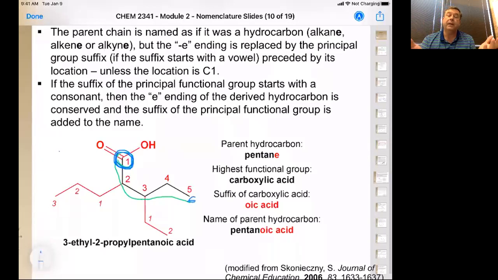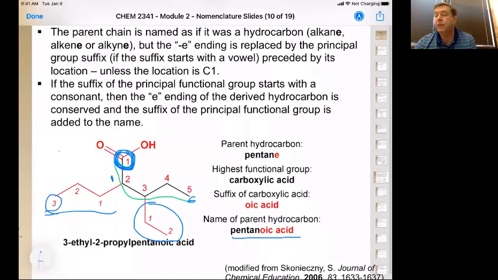And so that gives us penta, right? So that penta, we're going to lose the E and add oic acid. So it's pentanoic acid right there. And then now that we know that pentanoic acid is our parent, we locate our substituents. We have a propyl and an ethyl here. And so we're going to list those alphabetically and then put the correct number location on.